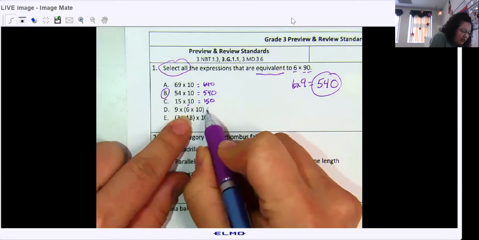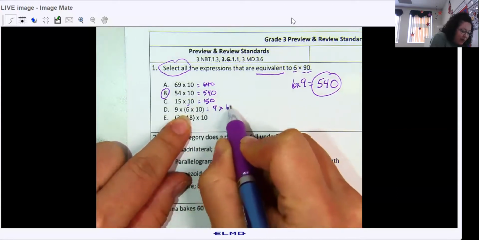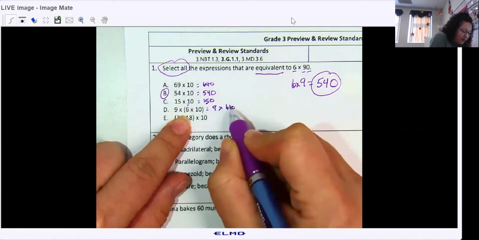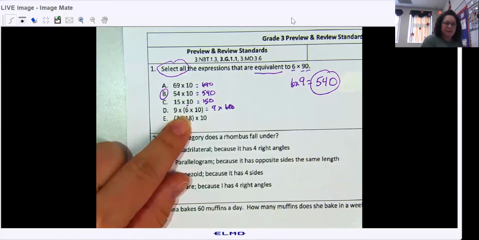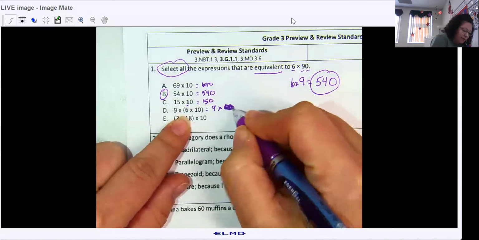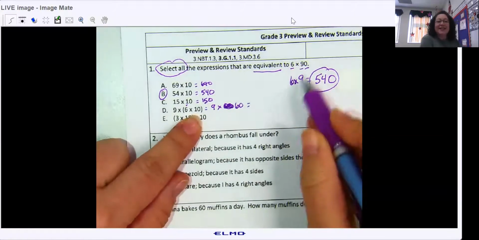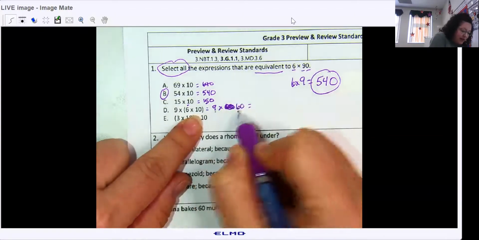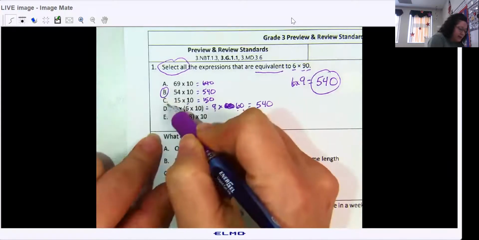Parentheses, I would do 9 times 6 times 1, add my 0. Oop. So it's 9 times 60. Sorry about that. The 6 times 1 is 6, add my 0. So it's 9 times 60. It's the same thing. 9 times 6 is 54, add my 0. So that's a yes.